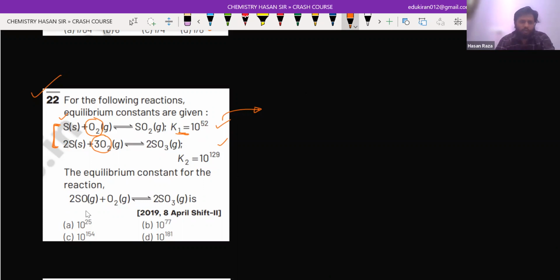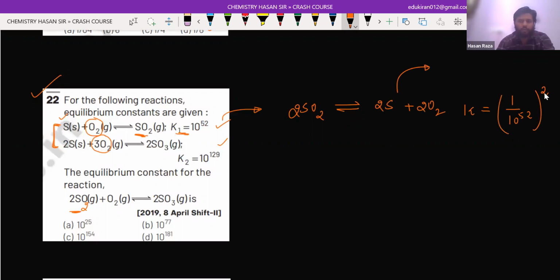As you can see, SO2 is on the left hand side here, and this is SO2 on the right hand side. So I'm just going to reverse it and multiply it by 2. If you reverse it and multiply it by 2, it will look like this. Now this reaction will have K1 or Kc, which, since we just reversed it, will be 1 upon 10 raised to the power 52, and we multiply it by 2, so we put the value to the power 2. So it will be 1 upon 10 raised to the power 104.